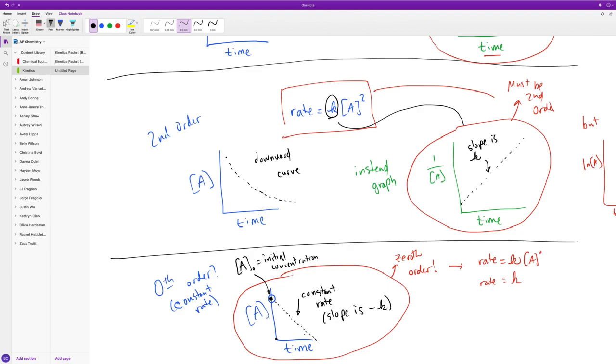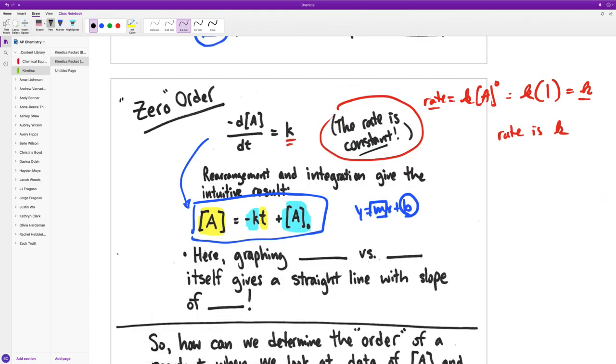Okay, so we already have a line when we graph a zeroth order reaction, just A versus time. Okay, so graphing the concentration itself versus time gives you a straight line with a slope of negative k.